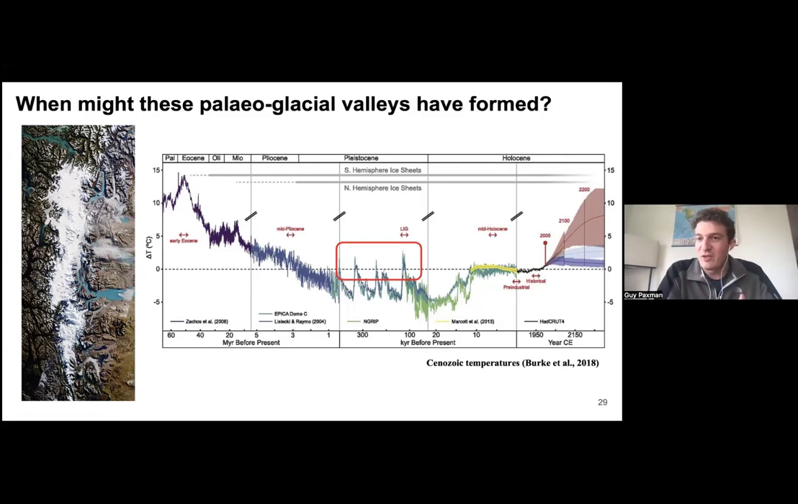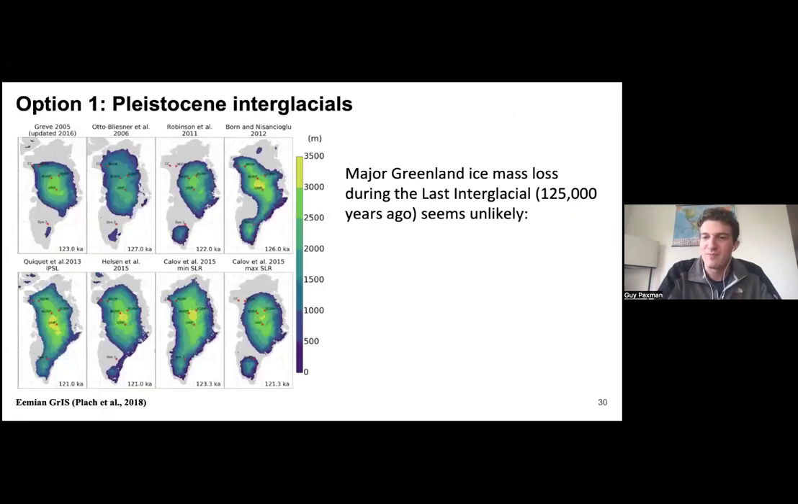And we know the ice sheet, both in Antarctica and Greenland, was probably smaller than it is today, and sea level was higher. But the question is, could it have looked like these valleys imply it might have looked during these times? I think if we look into the last interglacial first, so the Eemian, that seems a bit less likely.